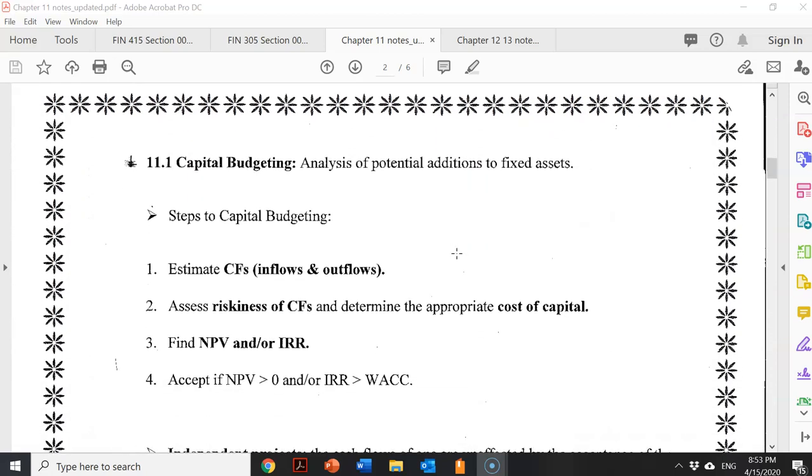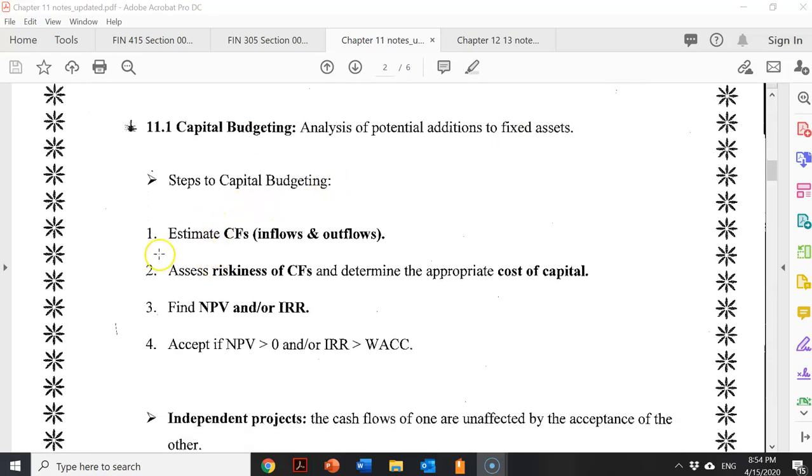So let's first look at the concept of capital budgeting, which is the analysis of potential additions to fixed assets. When we're trying to make decisions about whether we want to spend money to buy some fixed assets, we will have to estimate the value of this project, or whether the future associated income would cover our initial cost to purchase these fixed assets, to see if it's worth it to buy it.